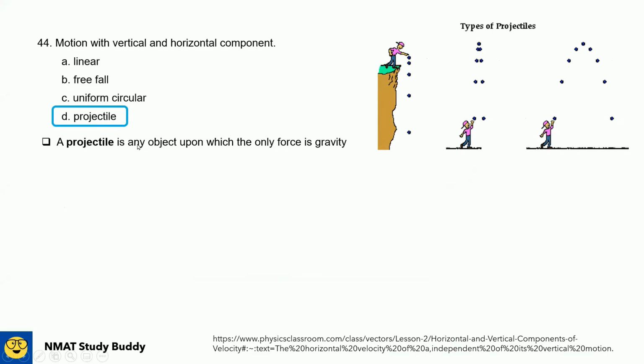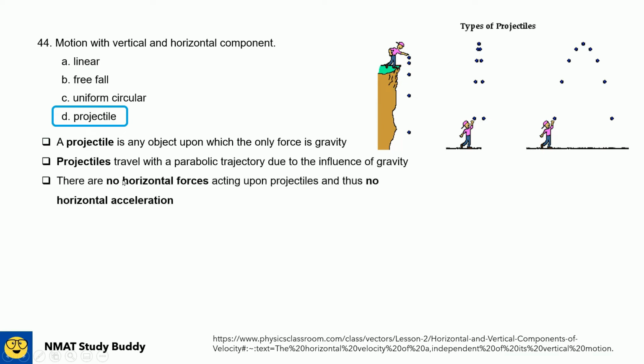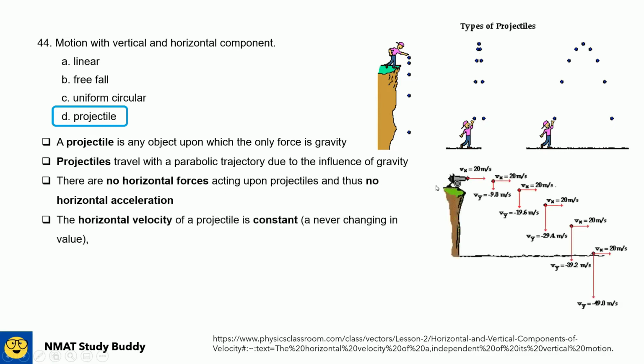Pag sinabing projectile, it is any object upon which the only force is gravity. So, yung nag-a-act lang dito is gravity. Projectiles travel with a parabolic trajectory due to the influence of gravity. And then there are no horizontal forces acting upon projectiles and thus no horizontal acceleration. So for example, as you can see here, since walang force naman na nag-a-act sa horizontal component, yung velocity is constant. Pag constant yung velocity at the x component, ibig sabihin, walang horizontal acceleration or hindi bumubilis yung bola horizontally.